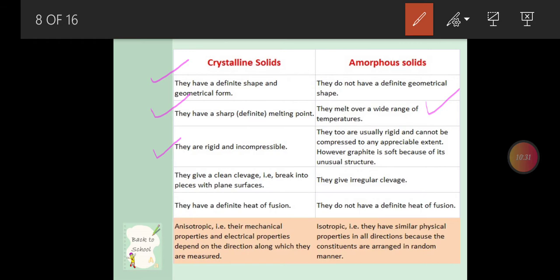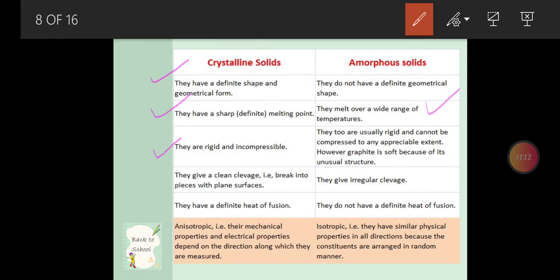Alright, the next property of crystalline solids is that they give a clean cleavage, breaking into pieces with plane surfaces. This means they have a regular arrangement and well-defined angles, so when breakage takes place, there is a specific cleavage pattern that will break the crystal along certain patterns, along certain angles. Whereas amorphous solids do not have any shape, they are just roughly arranged, so they will give irregular cleavage. They can be broken from any side, from any angle, into any shape, into any structure.